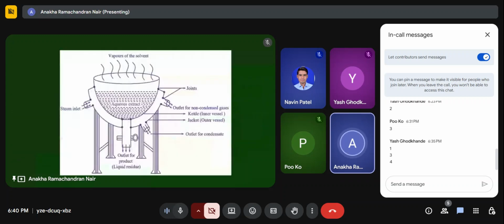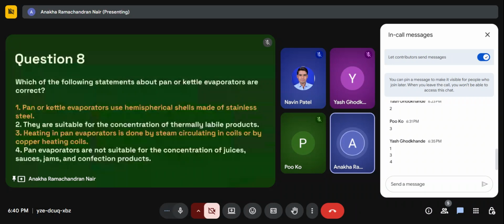They are suitable for concentration of thermally labile products, which is not correct. Thermally labile products are those which get degraded when they come in contact with heat, right? So this can be used only for thermally non-labile products. That means they will not get degraded when they are heated, right?